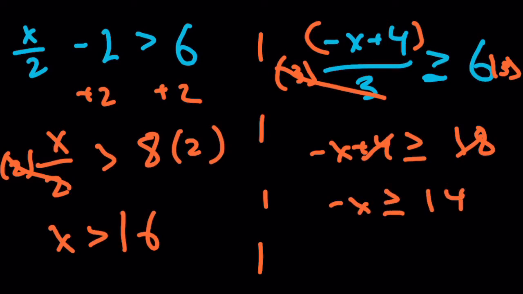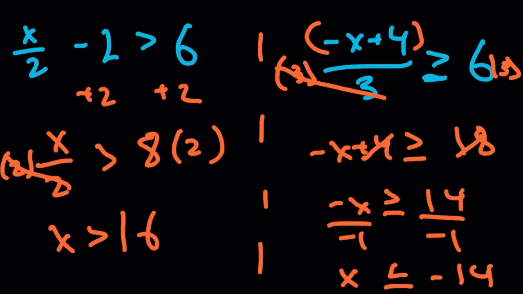And now here's the key. We're dividing by negative 1 on each side. So divide by negative 1, divide by negative 1. Whenever you do a division by a negative number or a multiplication by a negative number, the sign flips. So now we have x is less than or equal to negative 14.